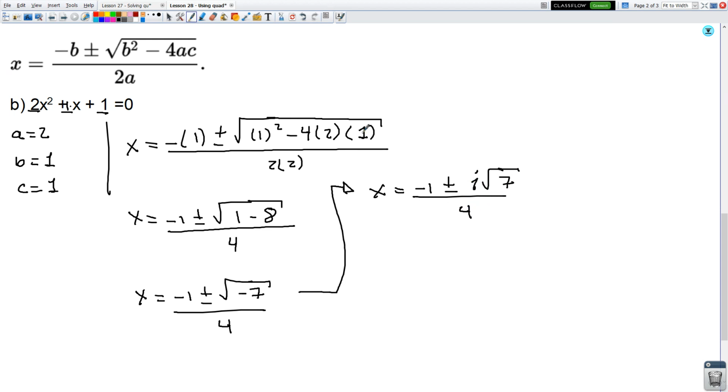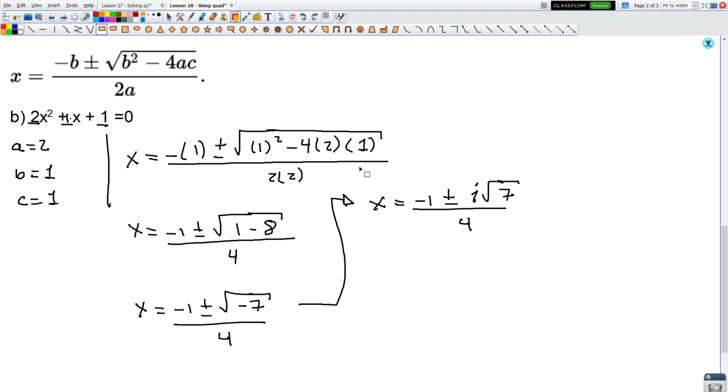All right, so let's see. Can we simplify this just like we did with the previous example? Well, let's see. Negative 1, can you divide it by 4? Nope. Square root of 7. Can you simplify the square root of 7? 7 is not a perfect square, so you cannot take the square root of it. You cannot expand 7 in multiples of perfect squares, so this is fine. So we cannot simplify this expression just like we did with the previous example. So this is our final answer here.